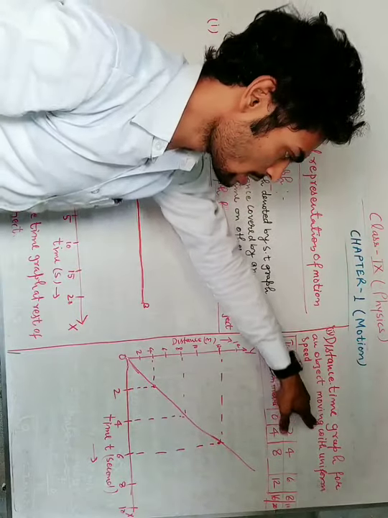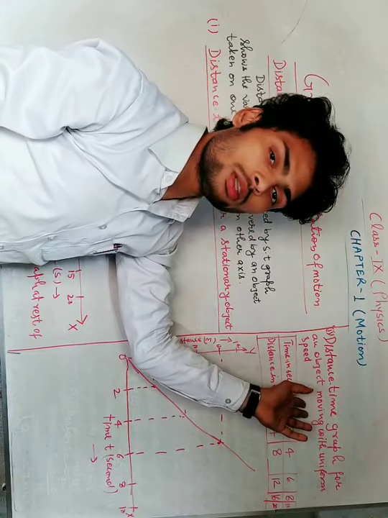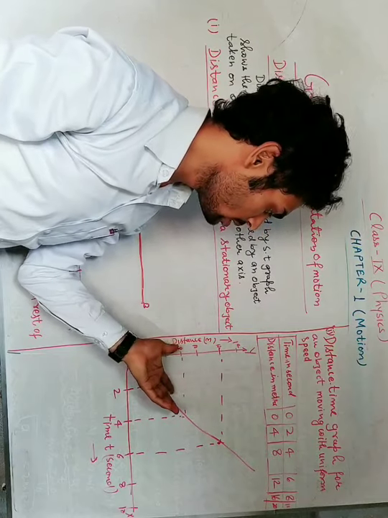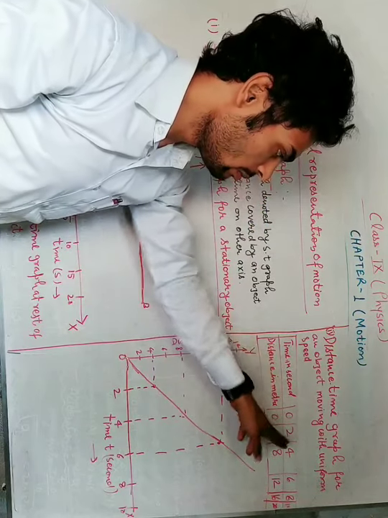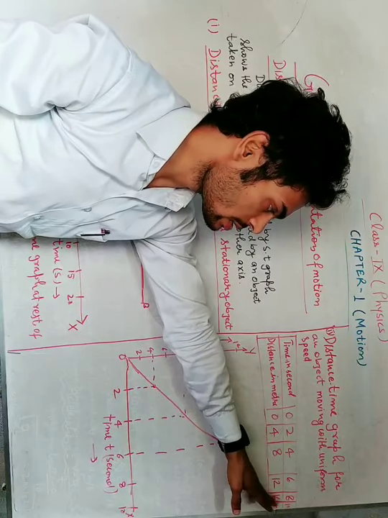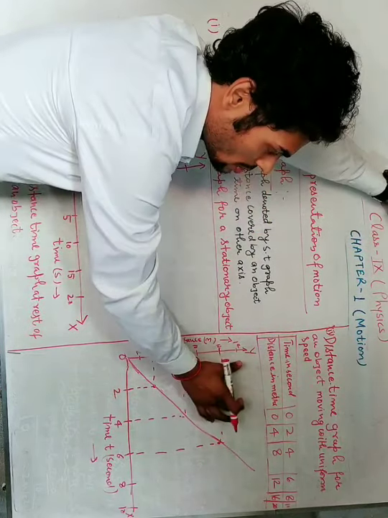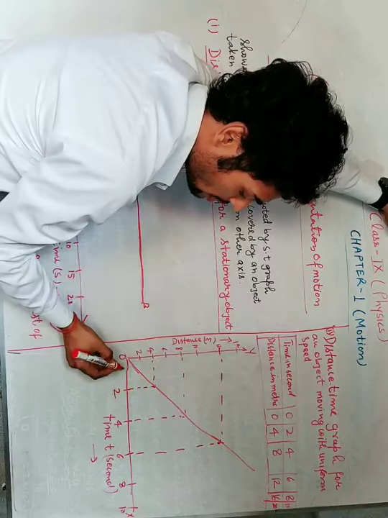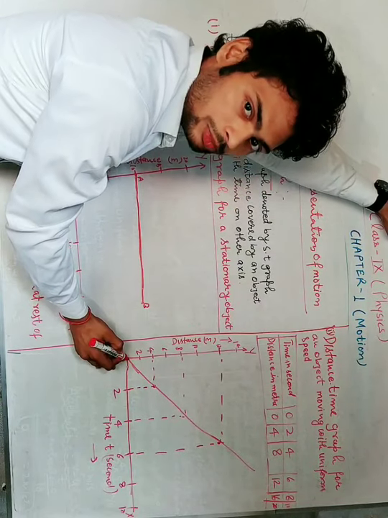So the distance time graph for an object moving with uniform speed is drawn in this way. Here it is given that time t equals 2, 4, 6, 8 and distance equals 4, 8, 12 and 16. So the distance time graph for uniform speed is a straight line.